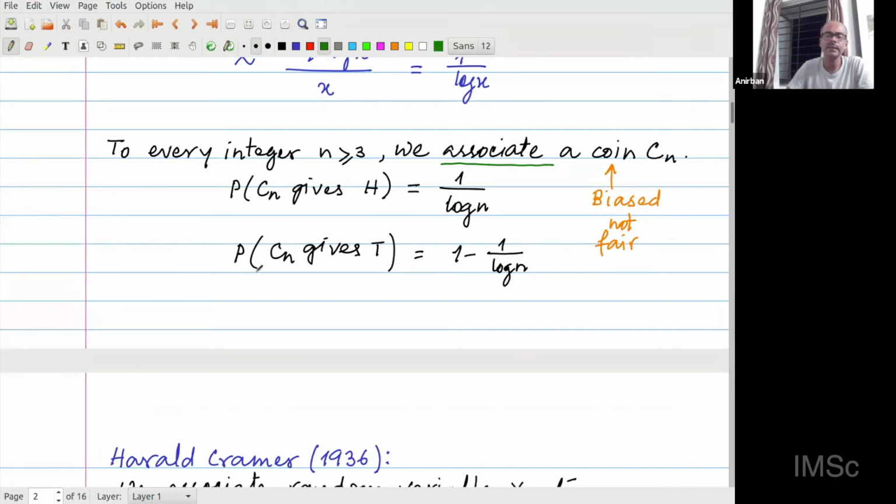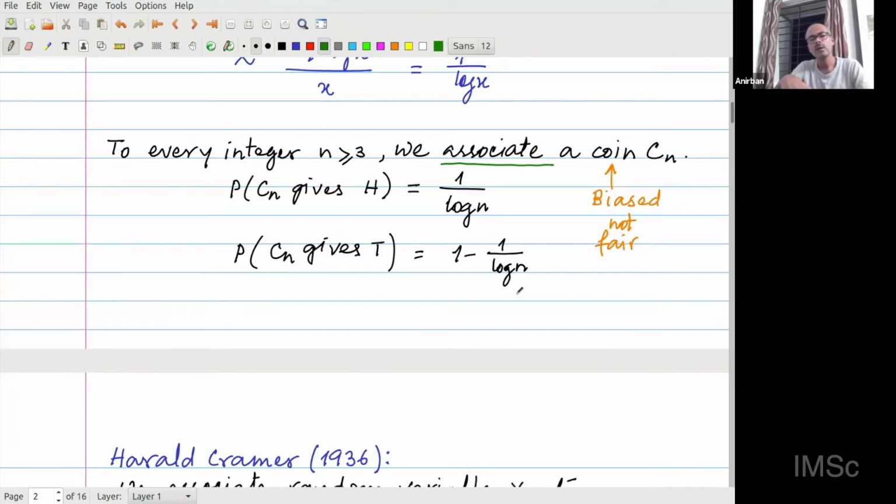And tail with the rest, so 1 minus 1 over log n. So the probabilities are not the same. If it is a fair coin, we have seen that the probability of getting head and tail are half and half. Here it is not the case. So our coins are biased. Just imagine this situation that you have these integers greater than or equal to 3. In fact we are interested in larger integers, so just start from 3.